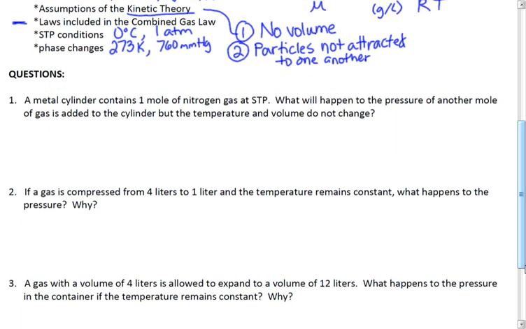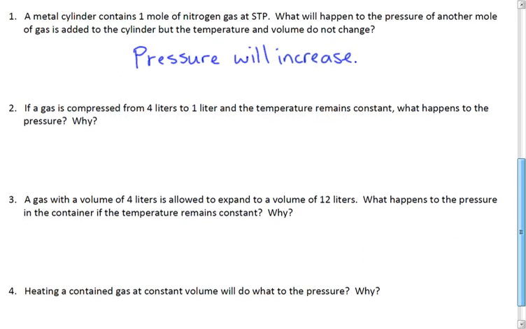Okay. So on the front here, these questions are just looking at the relationships between them. So in number 1 here, if we add more gas to the container, there's more particles in there bouncing around, hitting the side of the container, so pressure will increase. We're assuming here that the temperature and volume do not change. So the only thing that could change is the pressure. If more gas is inside, then you get more pressure on the sides of the container.